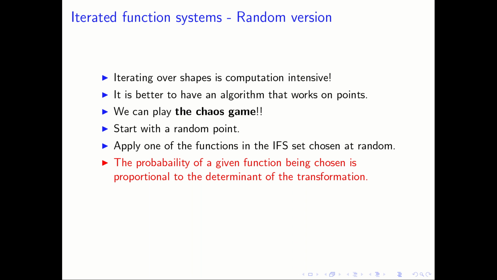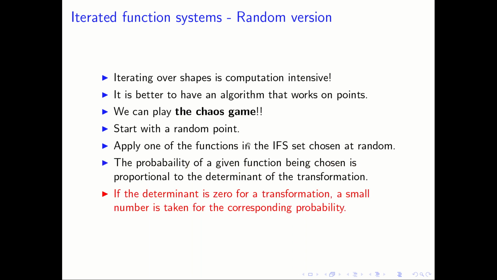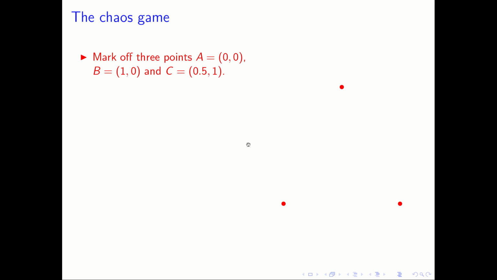If you know the maths, every transformation can be linearized, and the linear version has something called a determinant, which essentially is an indication of by how much this transformation magnifies your picture. The larger the final result is, the more probability you want to assign to picking that particular function. And then you keep on doing this over and over again.